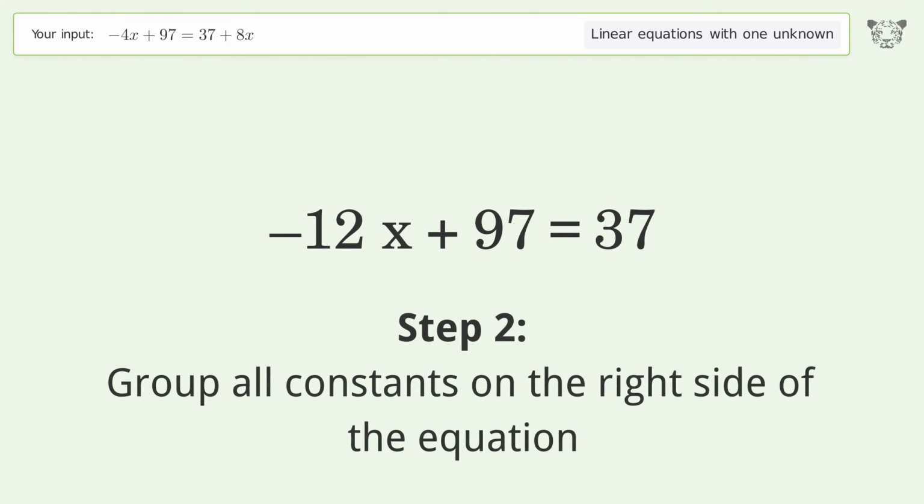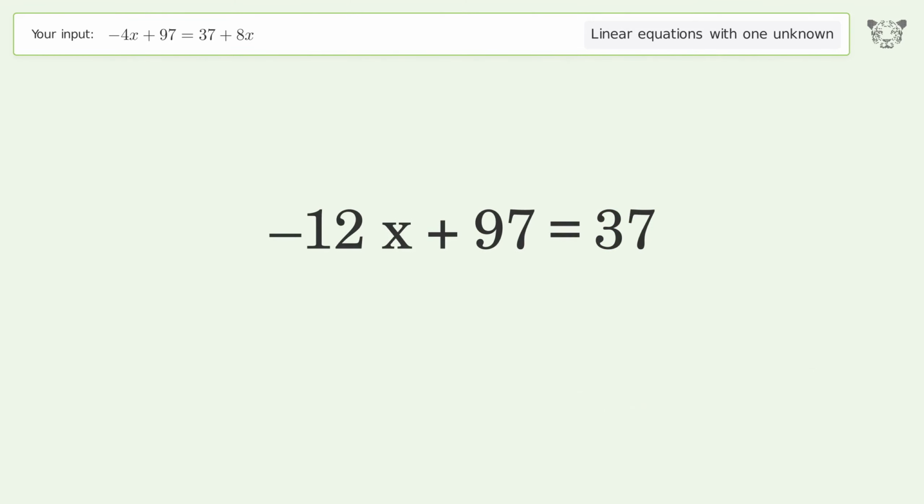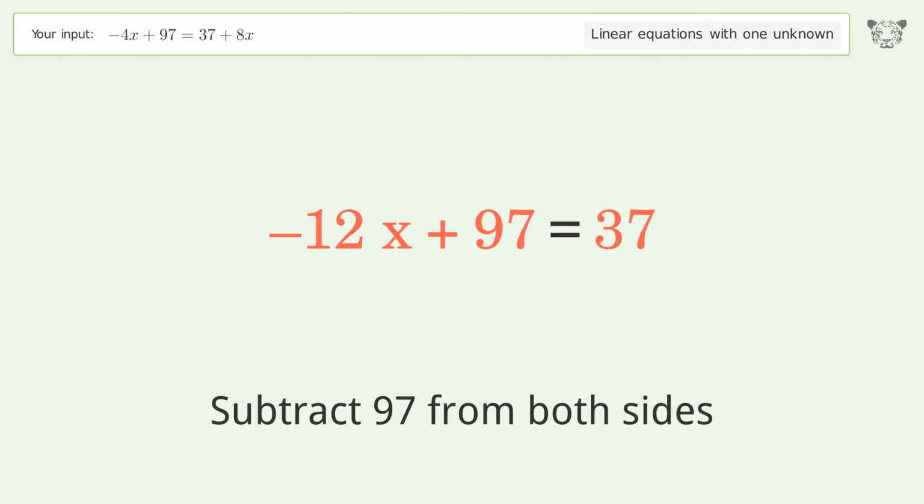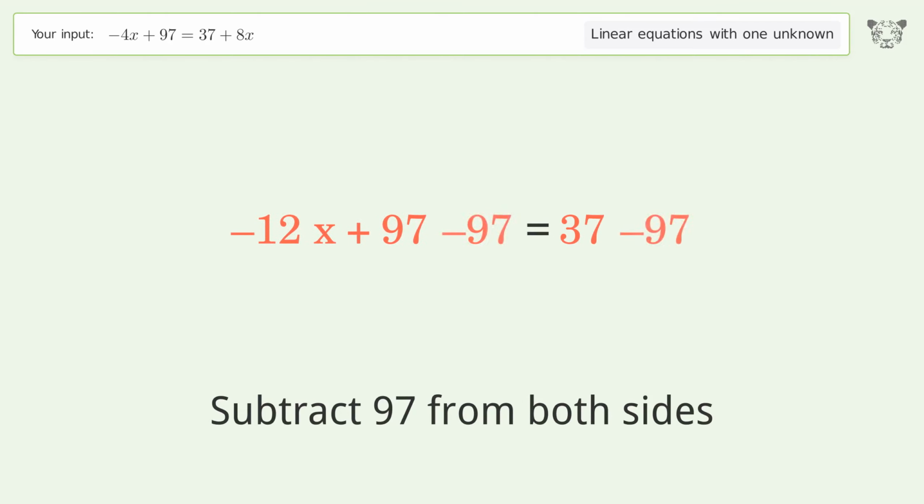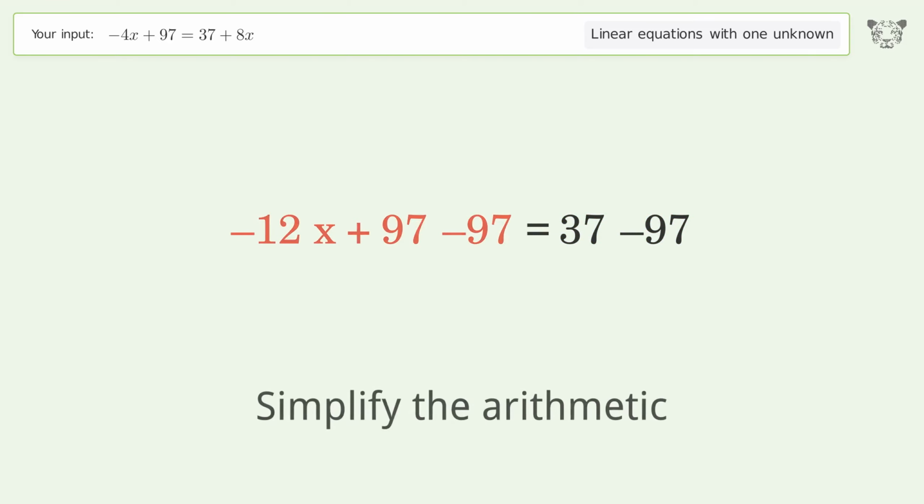Group all constants on the right side of the equation. Subtract 97 from both sides. Simplify the arithmetic.